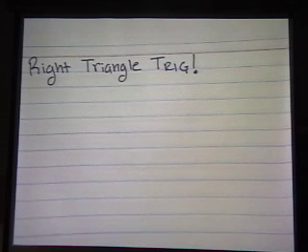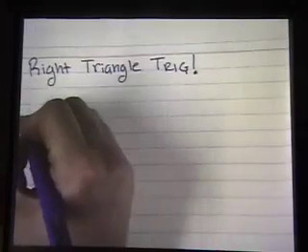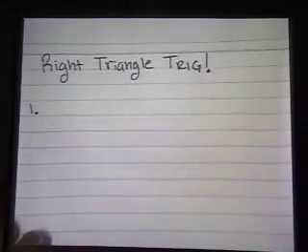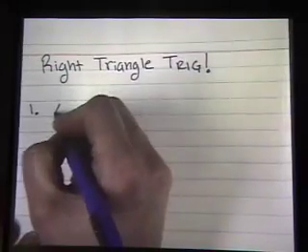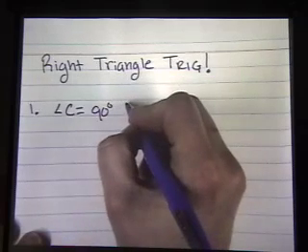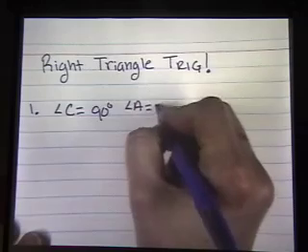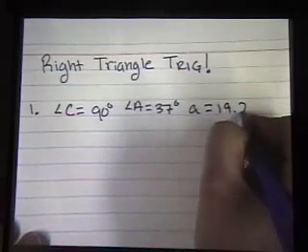All right, chapter 13, we're talking about right triangle trigonometry. We're going to look at a few problems dealing with sine, cosine, and tangent. Our first example, we're going to have a right triangle with an angle C of 90 degrees, angle A 37 degrees, and side A equals 19.2.